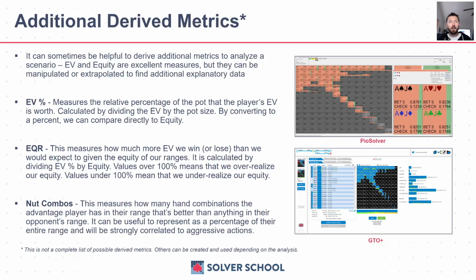It's better to have 10 nut combos in a range of 100 hands than having 10 nut combos in a range of 300 hands, because the 100 hand range is more dense or more weighted towards having nut combinations in that player's range. But we'll cover all of these in a lot more detail when we get into Module 4 and we go into solver outputs.